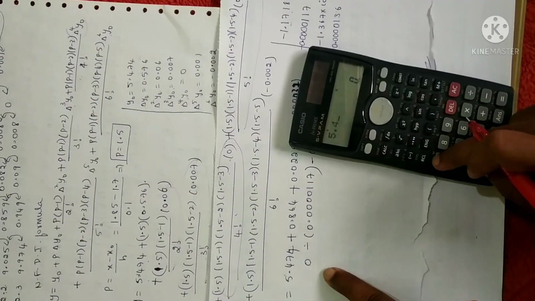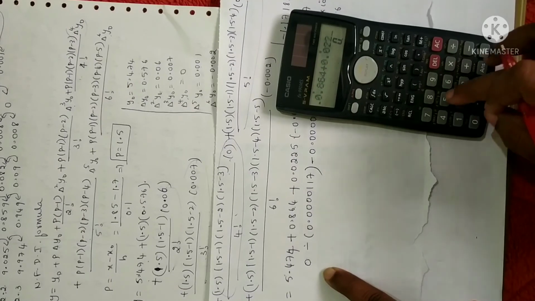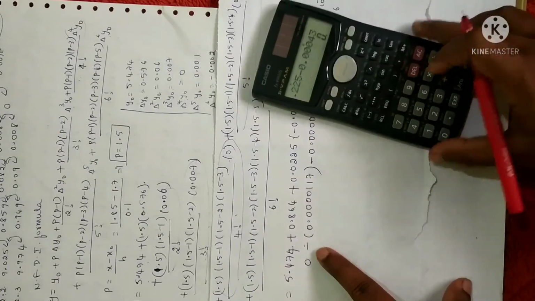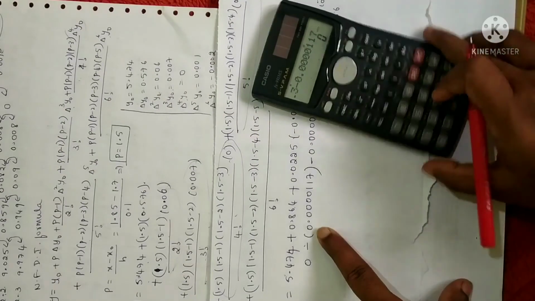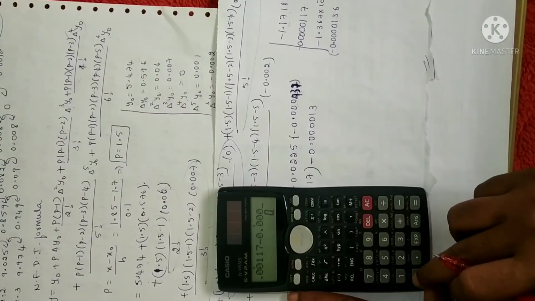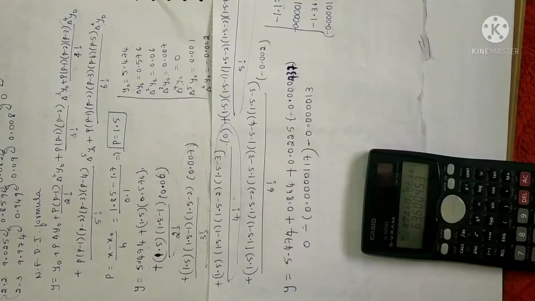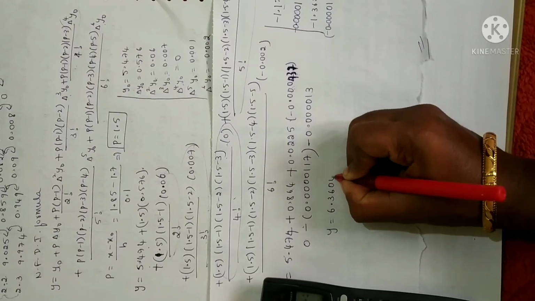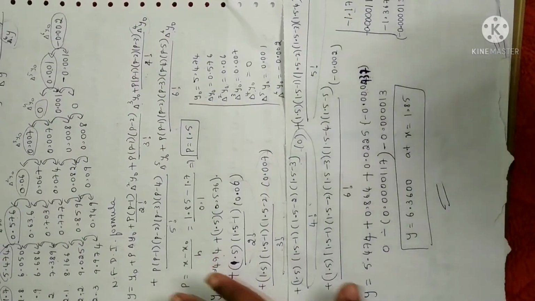See, 5.474 plus 0.864 plus 0.0225 minus 0.0043 minus 0.00401117, again minus 0.4013. So if you simplify, you will get 6.3600. So I'll just write here, y is equal to 6.3600 at x is equal to, what is the value of x given? It is 1.85. So this is the required solution.